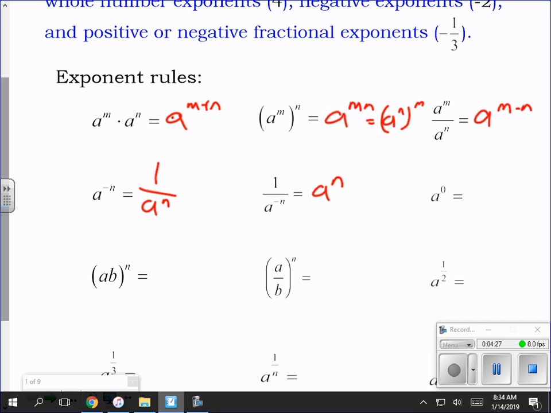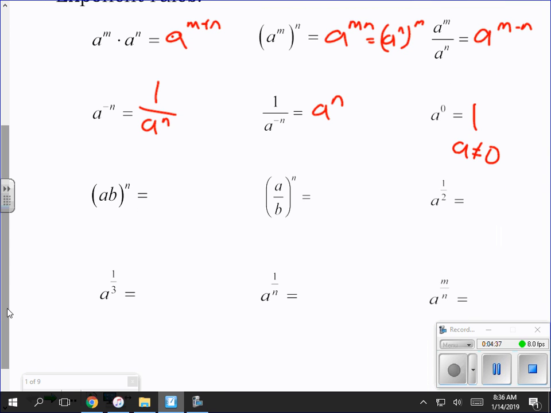Okay. Anything to the 0 power is 1. Now these next two rules do have different bases, two different numbers. If I have two things that are multiplied raised to a power, that's each individual one raised to a power.